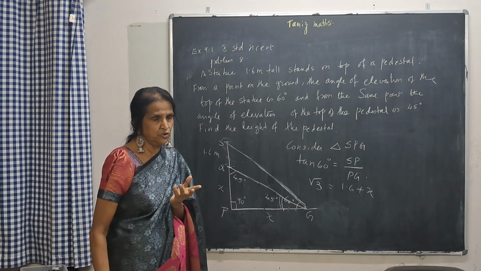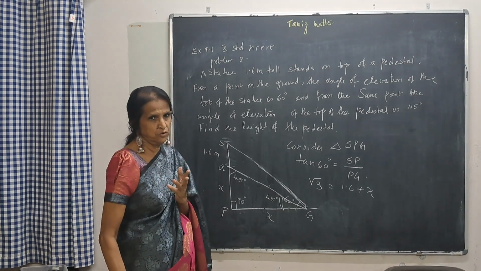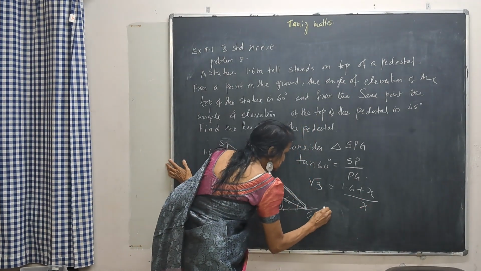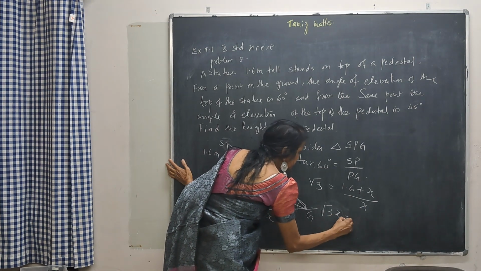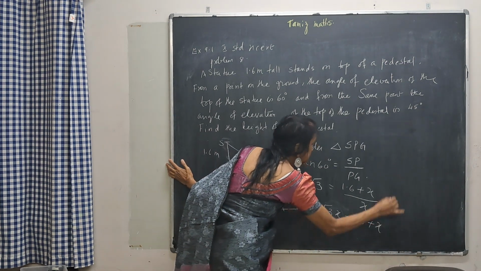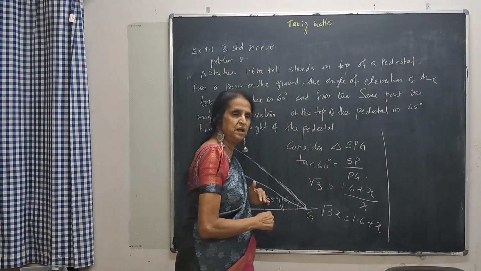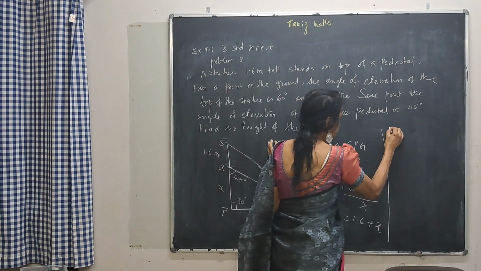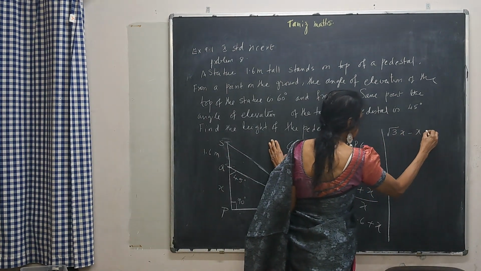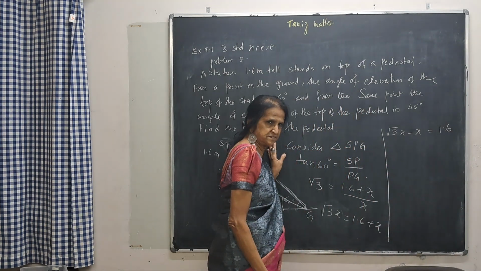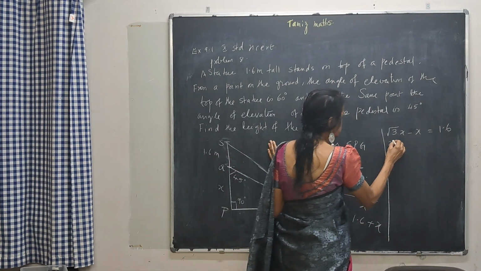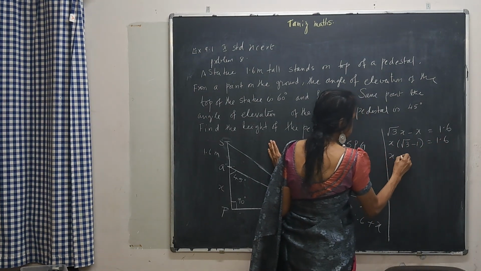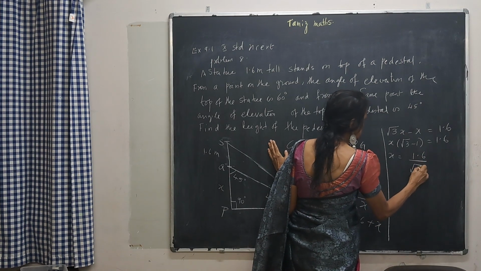Another few minutes, we will be getting the answer over there and you're going to celebrate the answer. Root 3 by 1 equals 1.6 plus x by x. Cross multiply. Root 3x is equal to 1.6 plus x. Bring all the unknown to one side. What's the unknown? x is the unknown. So it is root 3x minus x is equal to 1.6. Take x outside. x times root 3 minus 1 is 1.6. So x is 1.6 by root 3 minus 1.